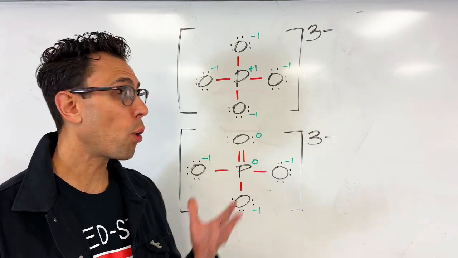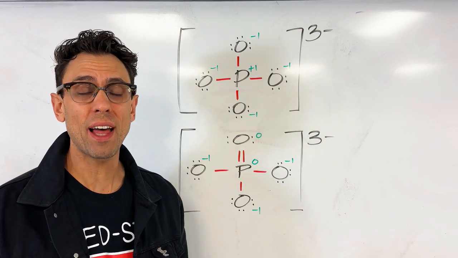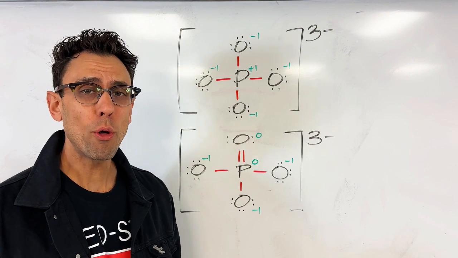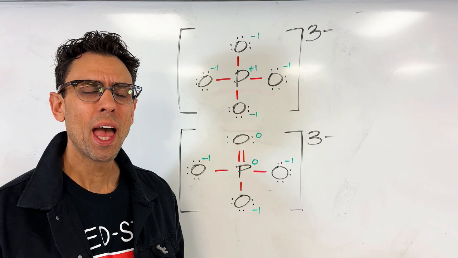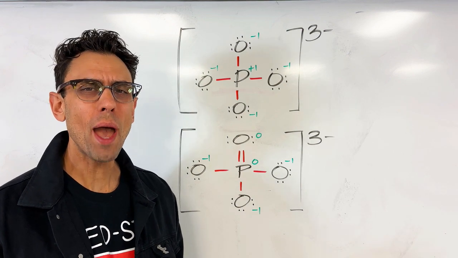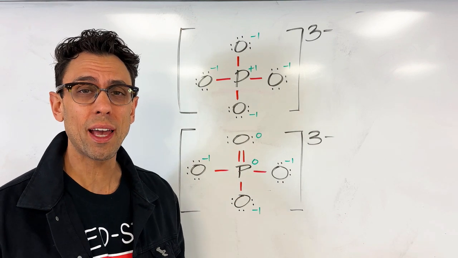Now technically both of these Lewis structures work. They both use 32 valence electrons. They both have the correct atom in the center of the Lewis structure. But what's the difference really? And why would I say that the expanded octet is preferable to the regular octet?